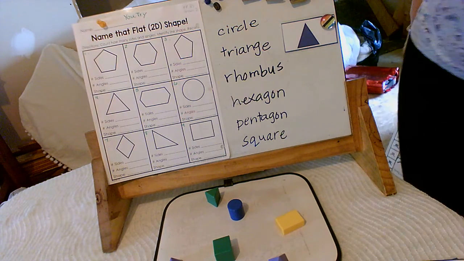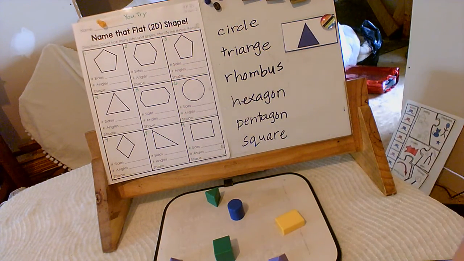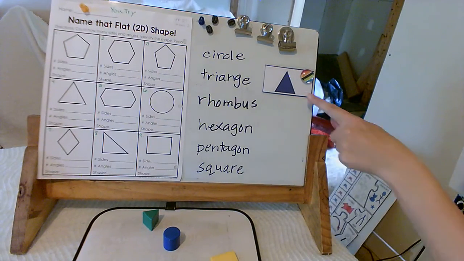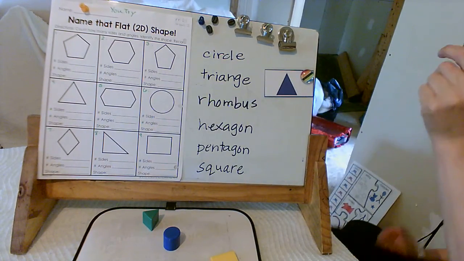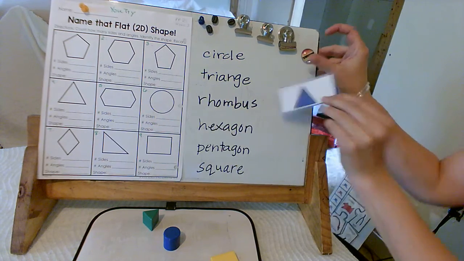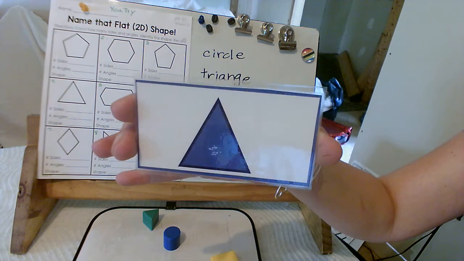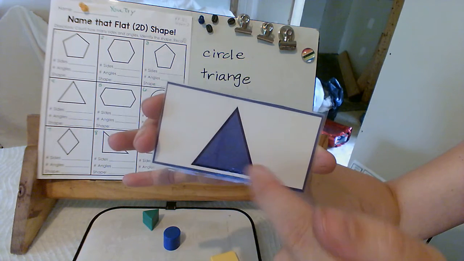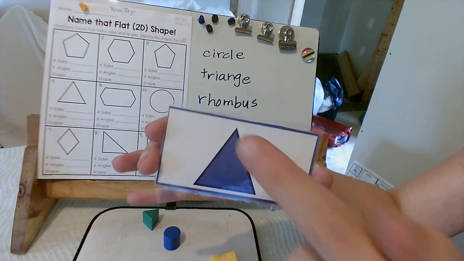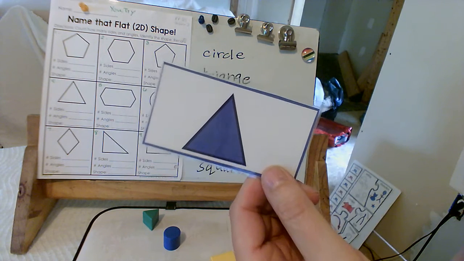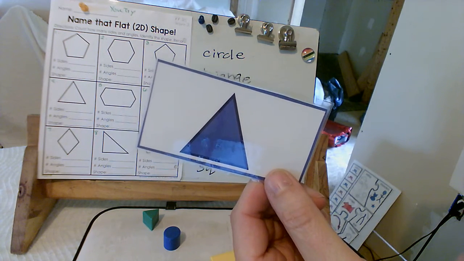We had a shape hiding on us that I didn't tell you about yet. What's the name of this shape here? This shape has 3 sides and it has 3 angles. So 1, 2, 3 sides and 1, 2, 3 angles. We call a 3-sided shape like this a triangle.